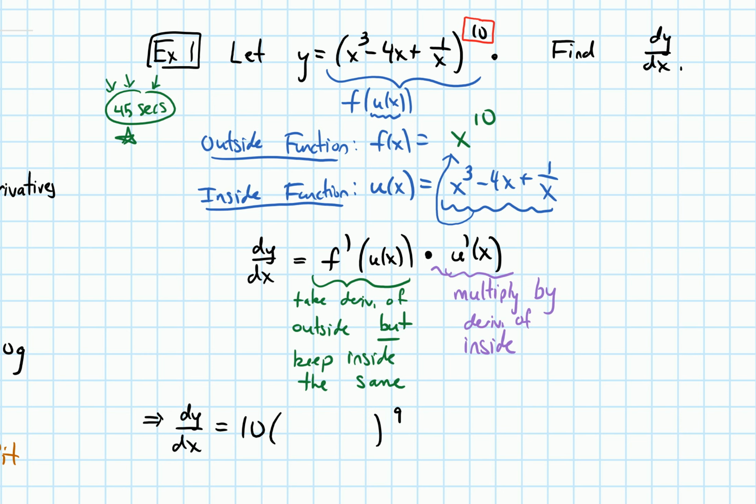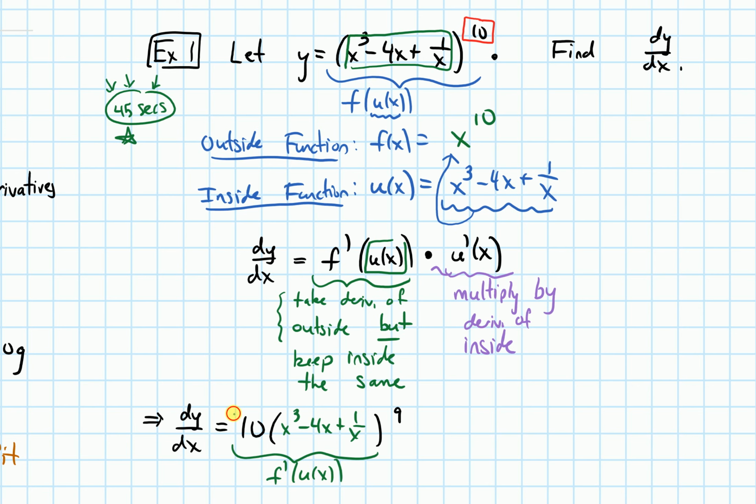But instead of writing an x inside the parentheses, the chain rule says, when you take the derivative of the outside, keep the inside the same. I have to keep plugging in the same inside function after I take the derivative of the outside part. So I'm going to keep writing x cubed minus 4x plus 1 over x inside here. Okay, so that right there is my f prime of u of x.